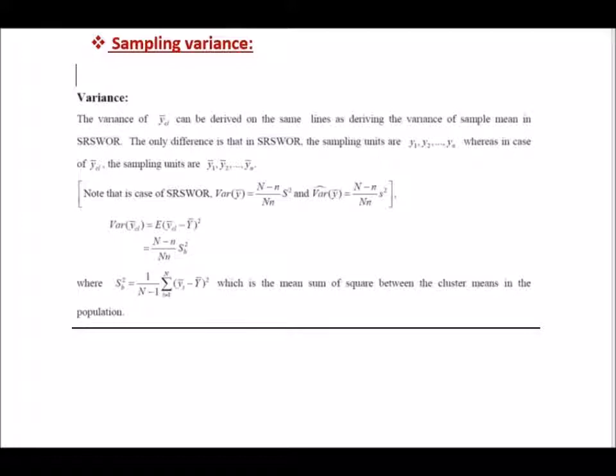So here the variance of cluster Y bar is equal to E of cluster Y bar minus capital Y bar, the whole square, is equal to (capital N minus n) upon capital N n, into S_b squared, where S_b squared is equal to 1 upon (N minus 1) into summation of i equals 1 to N of (Y_i bar minus capital Y bar) the whole square.